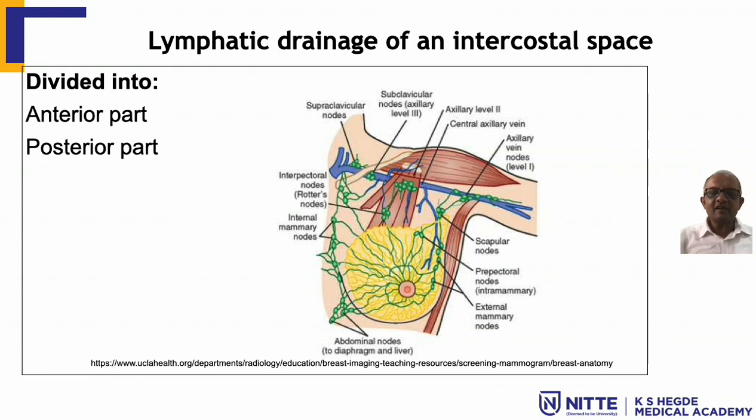Let's begin with the lymphatic drainage of an intercostal space. You are all aware that an intercostal space has an anterior part and a posterior part. Similarly, the lymphatic drainage of the intercostal space will also be discussed under lymphatic drainage of the anterior part and the lymphatic drainage of the posterior part.